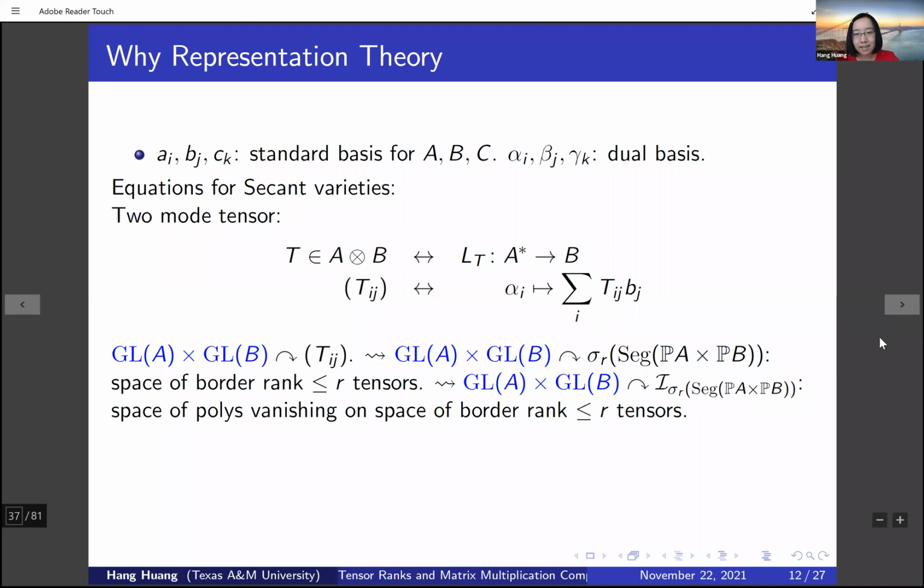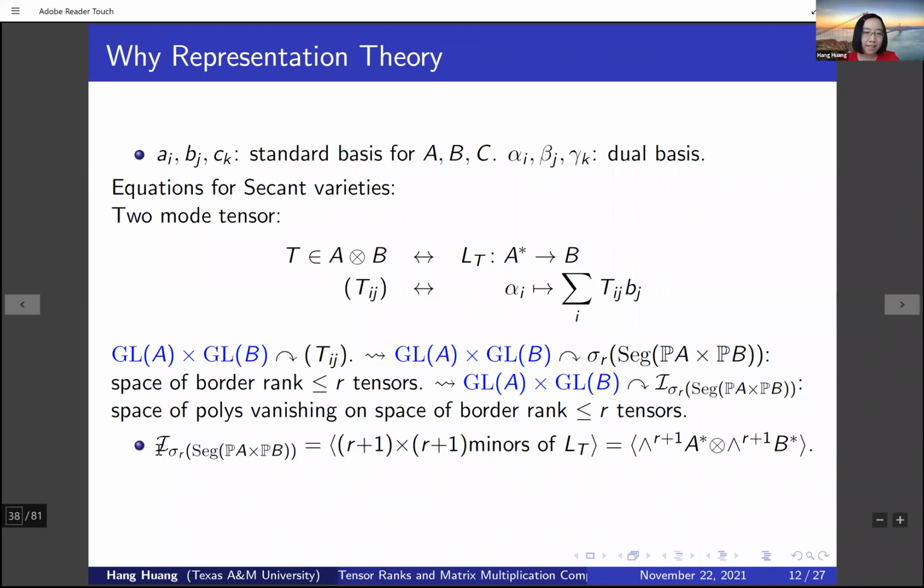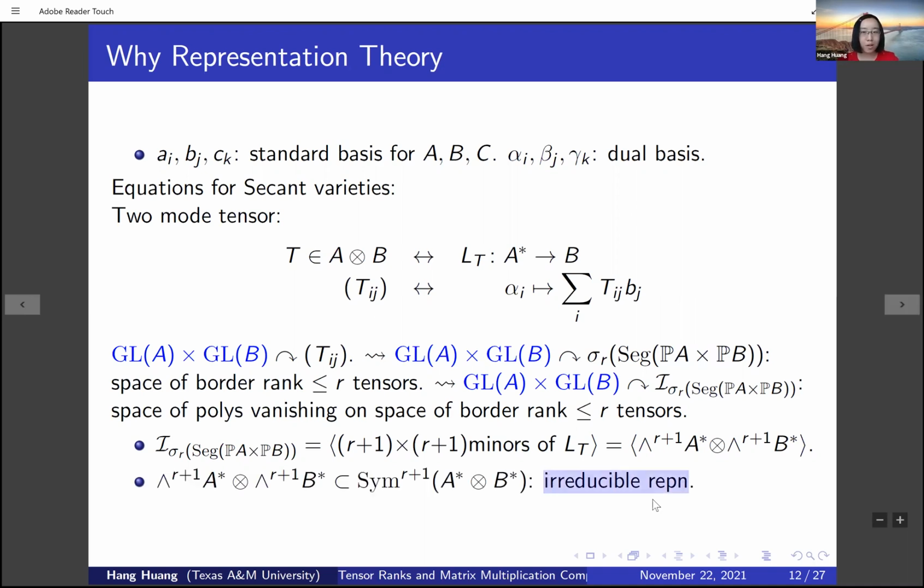And in fact, this is the simplest case. The ideal defining the rth secant variety is given by the (r+1) by (r+1) minors of your generic matrix. And as a representation of GL_A cross GL_B, this is in fact an irreducible representation. So this is basically the easiest possible case for tensors. When you try to generalize this procedure to higher mode tensors, things start to get much more complicated.